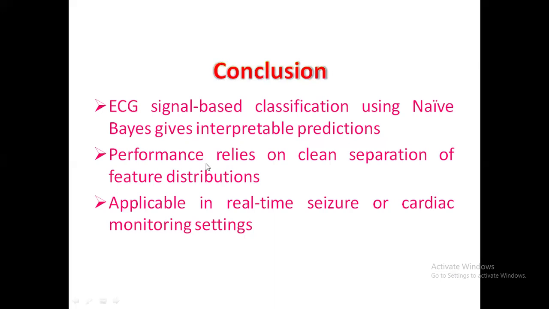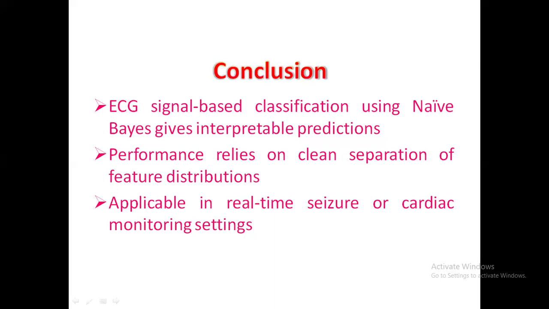The second point is that the effectiveness of the Naïve Bayes model heavily depends on the assumption that the input features for each class follow distinct Gaussian distributions. When there is a clear separation between feature distributions for normal and abnormal ECG signals, the classifier can compute accurate likelihoods and make reliable predictions. However, if the feature distributions overlap significantly, the model may struggle to distinguish between classes, reducing its performance. Thus, feature engineering and proper data pre-processing, that is normalization and outlier handling, play a vital role in enhancing the model's reliability and accuracy.